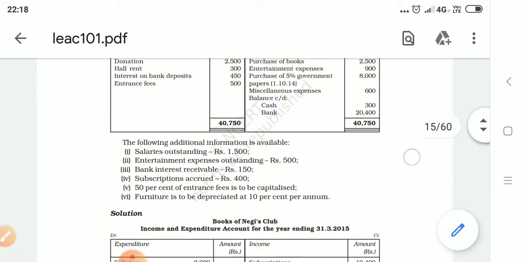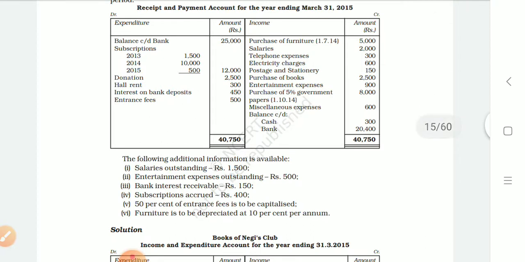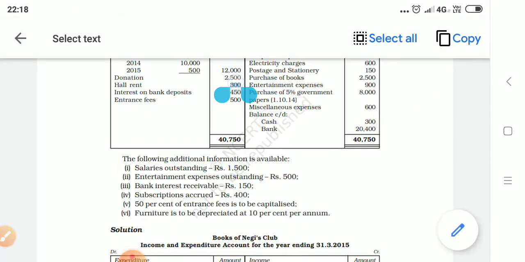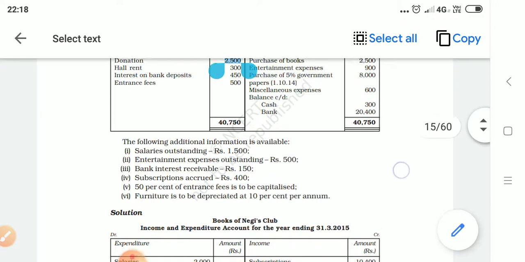Okay. Then donation. Now donation, it is not mentioned that it is for any specific purpose. So it's a general donation. General donation is revenue in nature. It will appear in the income side. So donation appears here.